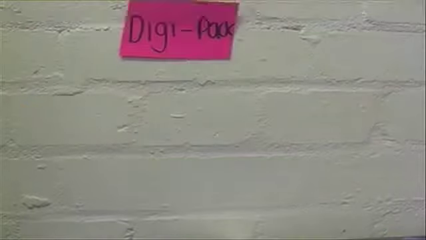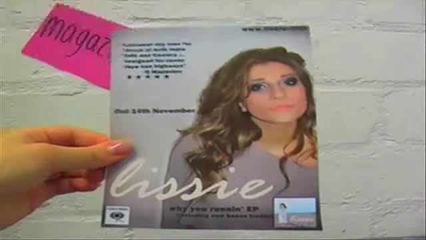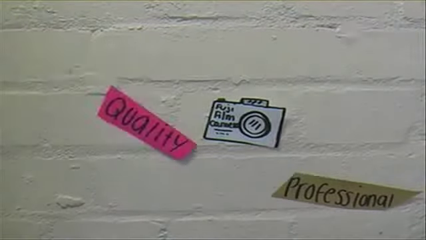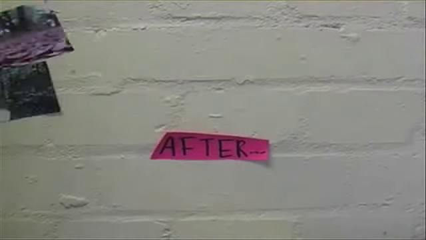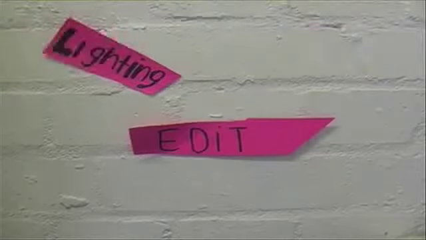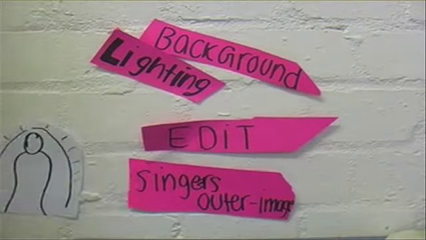Later on, in designing our digipack and magazine, we had to take pictures using a Fujifilm camera, which is a professional camera to capture quality pictures in all sorts of lighting. After taking our pictures, we uploaded them to Photoshop, which enables you to play around with pictures and edit them in any way you choose. We changed things such as the lighting in the background and the singer's outer image.